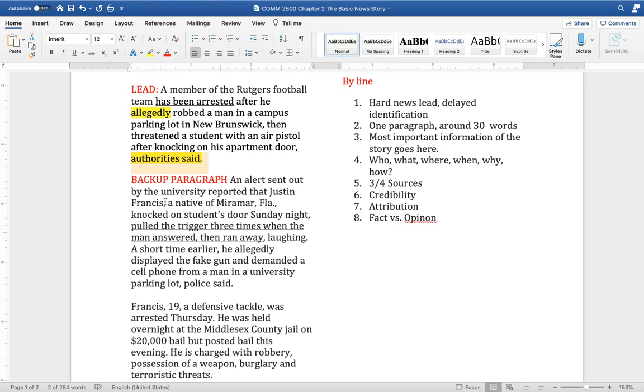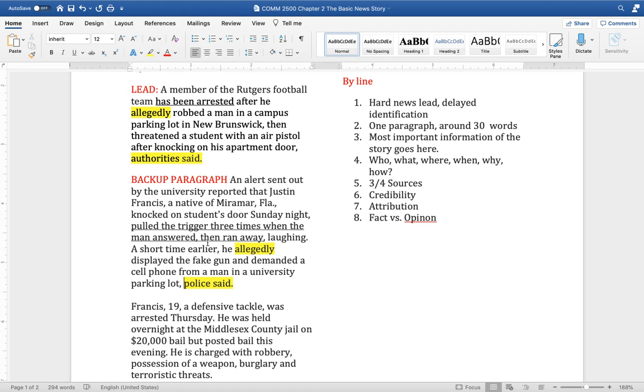We look at the second paragraph again. We see allegedly used again, right? A short time later, he allegedly displayed the fake gun. It is claimed he displayed the fake gun and demanded a cell phone from a man at the university. Police said, right? And again, you're making an allegation. Someone is alleged to have committed a crime. You're going to tell your reader where you got that information.